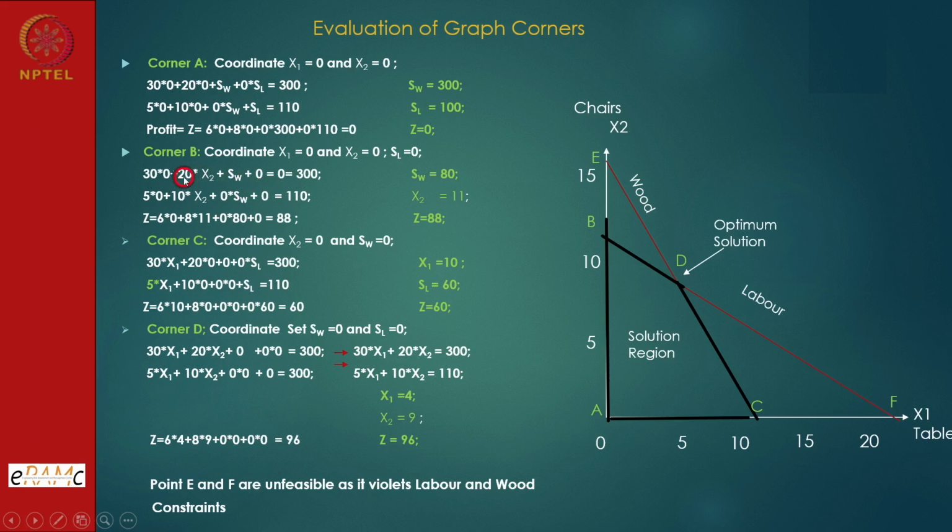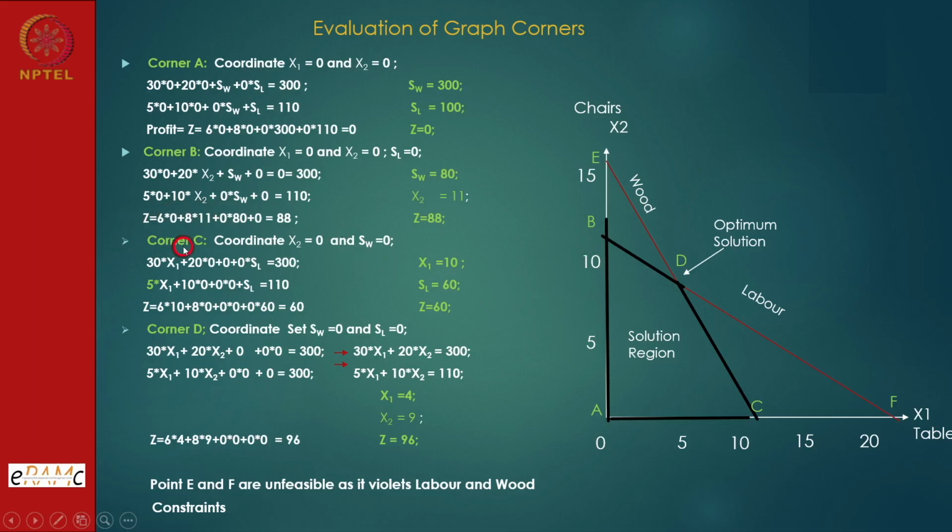So, x1 is 0, but x2 will have some value here, x2 will be a variable. So, we will not put 0 here, x2 is not 0. So, with this evaluation we will get SW is equal to 80 into ST, this one. So, x2 will be 11 for this coordinate, and of course, for the first coordinate A the profit was 0. For the second corner the profit is 88. That means, if we operate at this point, profit will be 88. Okay. And x2 is equal to 11, as I said, we have evaluated.